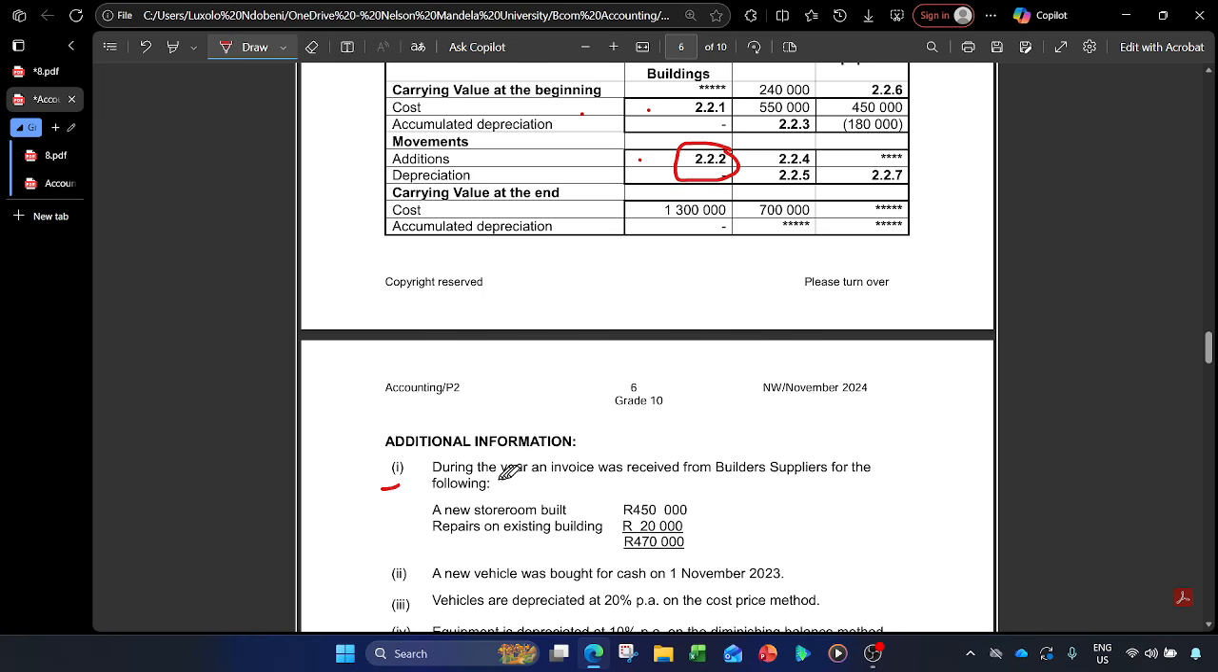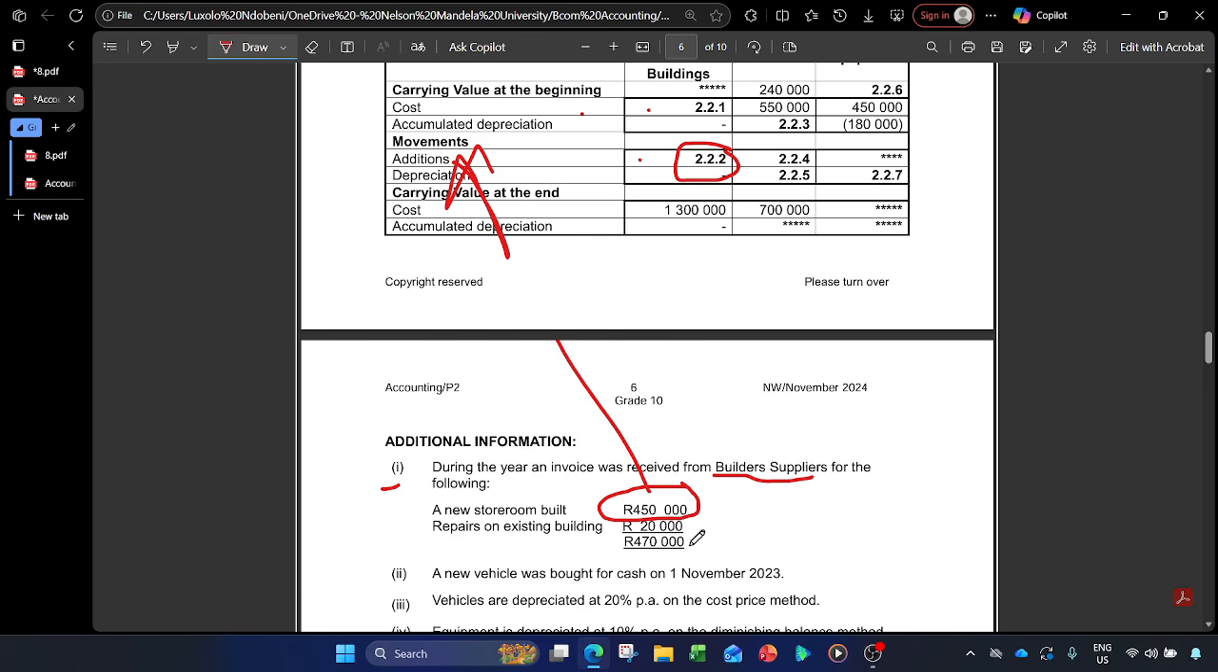During the year, an invoice was received from builders' suppliers. So that's the supplier, that is the supplier of us, right? So they're saying that for the following, a new storeroom was built. So we built a new building here costing 450,000, which is the addition, right? They're saying that repairs on existing building cost 20,000.